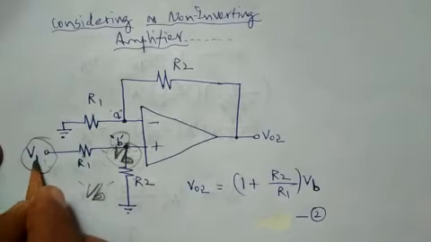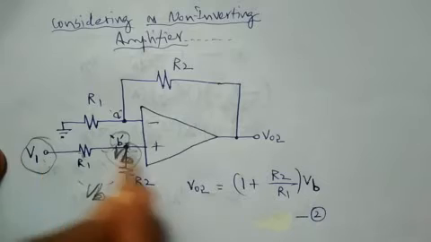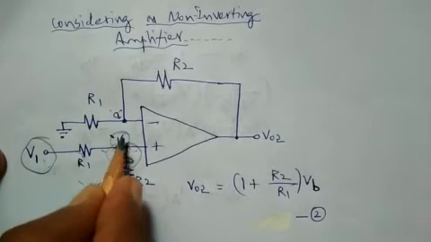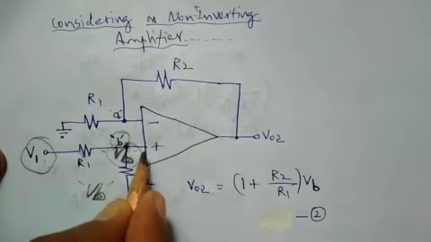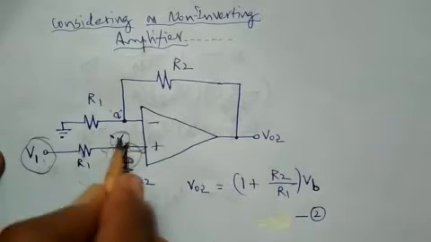Even though V1 is supplied to this operational amplifier's plus terminal, it is not directly supplied. It is supplied as the divided potential between R1 and R2 at node B. The divided potential is VB. So VB is the actual input to this plus terminal according to this diagram.